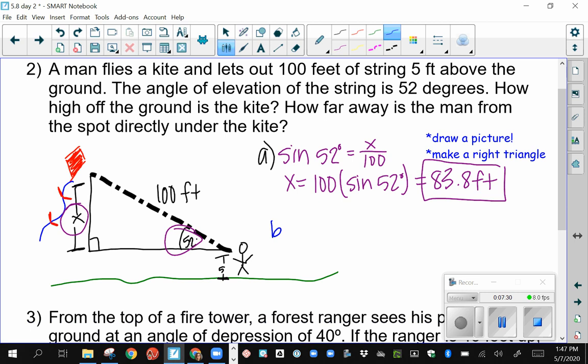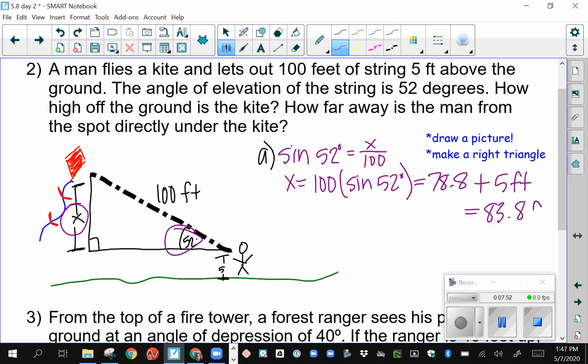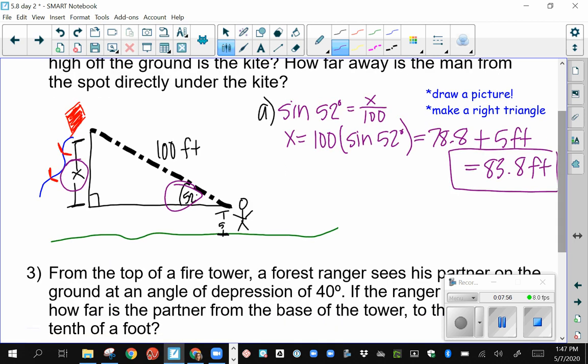Whoops, I jumped the gun. My apologies. I got ahead of myself in my notes here. All right, let me back it up here. 100 times sine of 52 is not 83, it's 78.8. And then I had to add my additional 5 feet to get my 83.8. Sorry about that. Okay, now I'm ready. Part B.